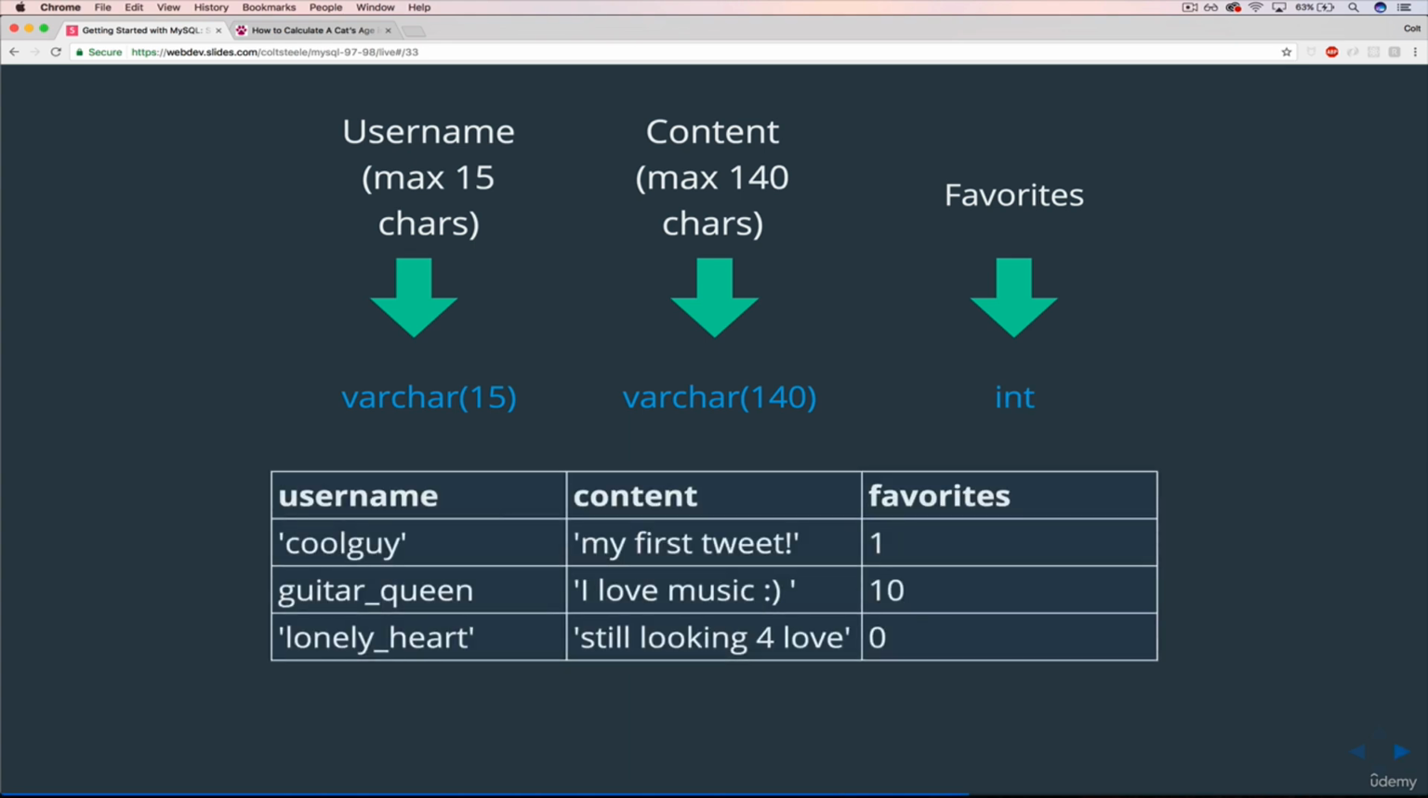And then here's some mock data that I added if you want to take a look. We have cool guy who tweeted my first tweet, and that was one person who liked it or favorited it. Then we have guitar queen who tweeted I love music, smiley face, how endearing. And we have 10 favorites on that. And then lonely heart, this sad guy or gal who tweeted still looking for love, and that has 0 favorites because nobody wants to be depressed.